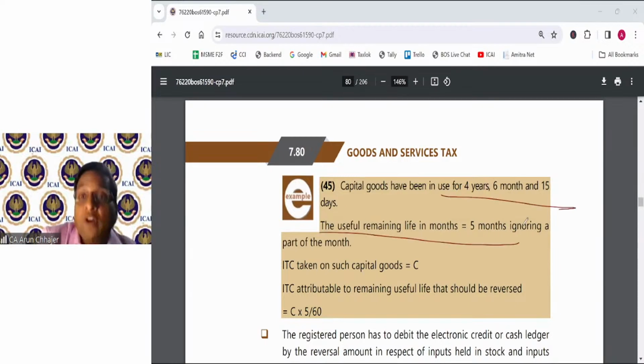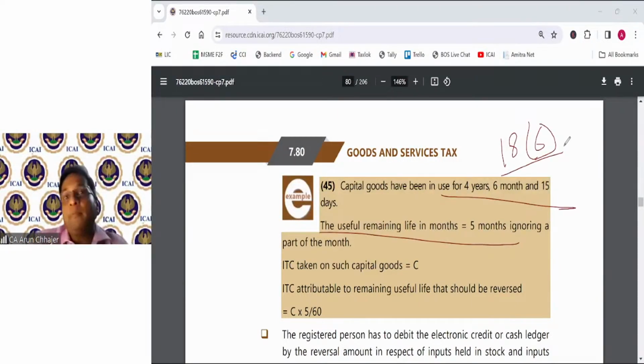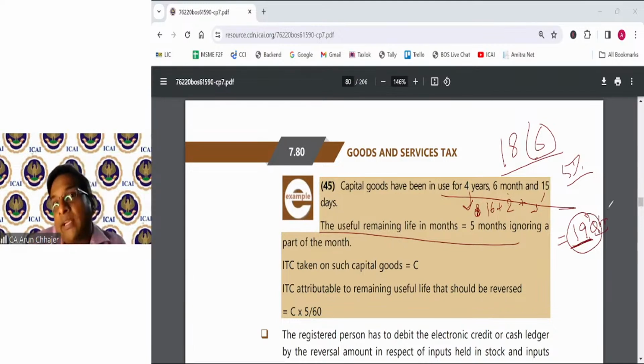Suppose this example is of section 18.6. Then what were we doing? We reduce 5% per quarter for a full quarter or part thereof. 4 years means 16 quarters, plus 6 months is 2 quarters, and any part thereof is 1 quarter. So we assume the asset has been used for 19 quarters, and we reduce 19 times 5%. Only 5% we need to pay, which basically means we are paying 3 months of ITC. Here, in 18.4, we are paying 5 months of ITC.